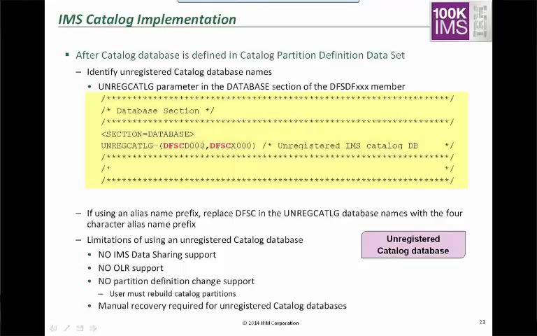Limitations of using an unregistered catalog database: no IMS data sharing support is provided because no DBRC is involved. No online reorg support is provided. No partition definition change support is provided. The user has to rebuild the catalog partitions. And manual recovery is required for unregistered catalog databases, which is sort of understood.